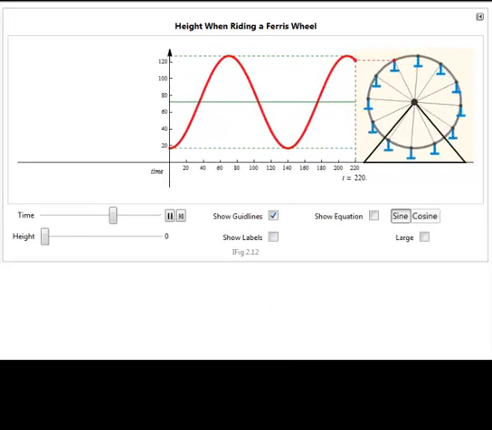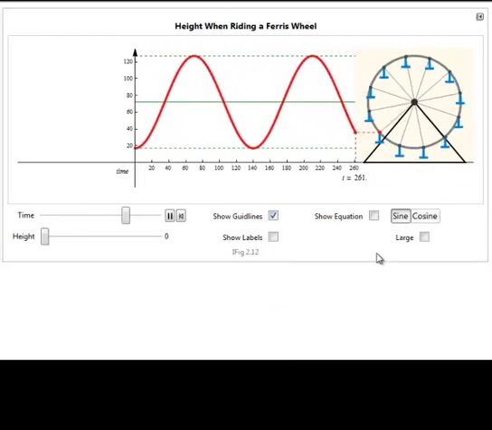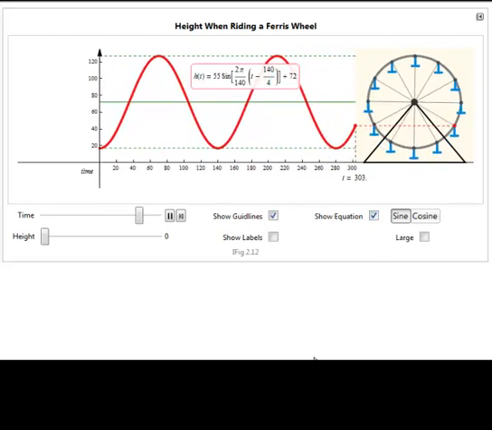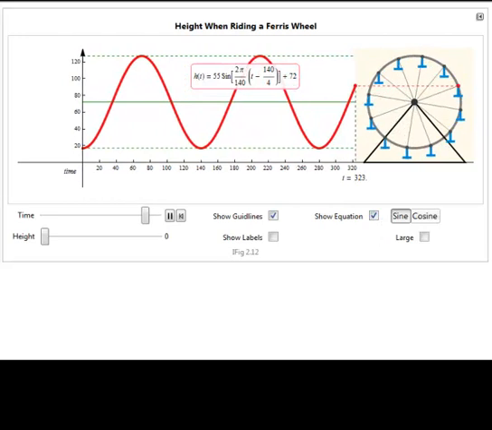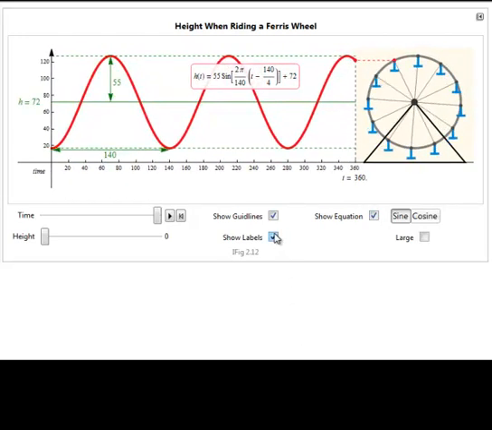We can show equation for the height of the point. This function is in terms of the sine function. Show labels indicates on the graph the amplitude and the period of the function. We can also show equation for the height of the point in terms of the cosine function.